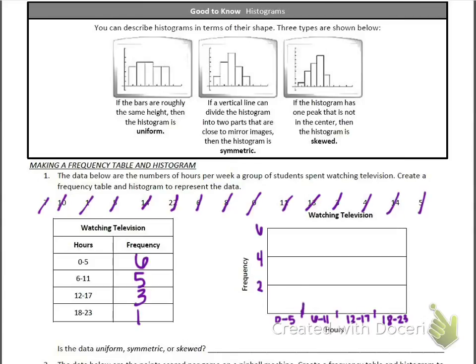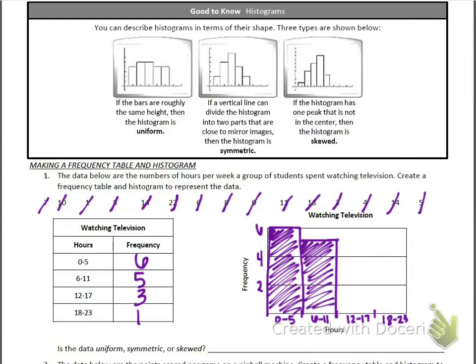So on the 0 to 5, we had 6. So I'm going to draw a bar all the way to 6. Your coloring in does not have to be perfect. How many students from 6 to 11? 5. So that's halfway between 4 and 6. If you want to use like the side of a binder, your planner, to make straight lines, you can.